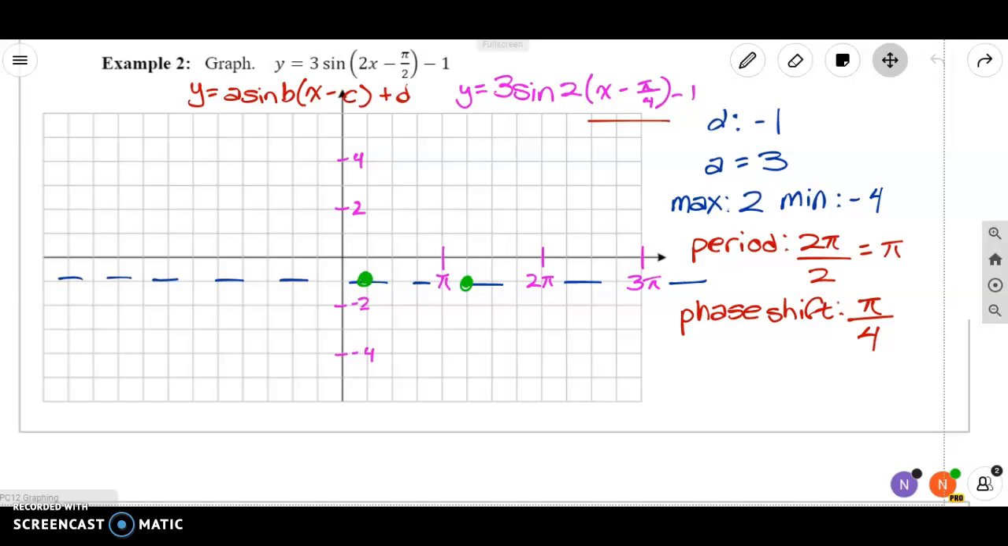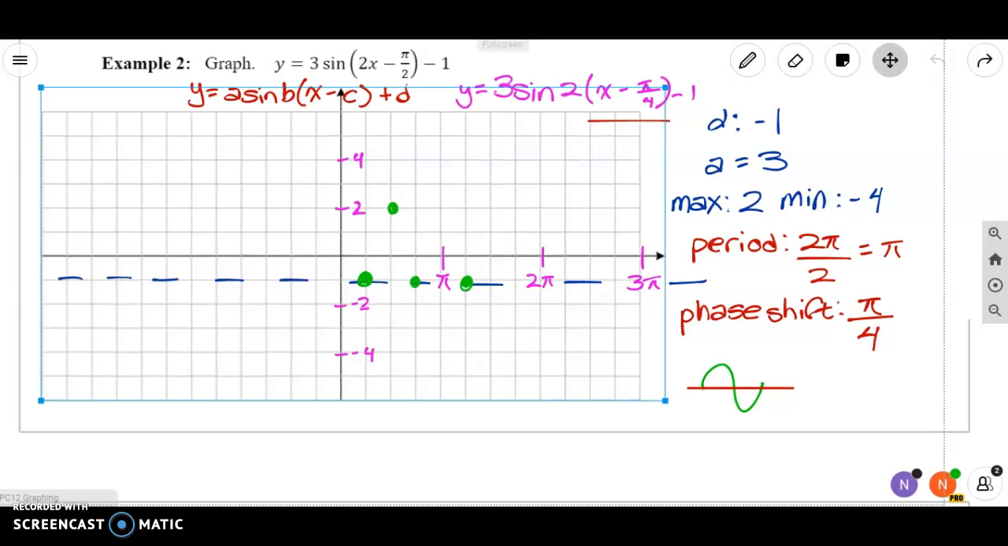Halfway between that is also going to be going through. I'll just remind us underneath, the shape of a sine graph is kind of like that. So in one period, there are 3 places where it crosses that midline, and we've got all 3 of them. Now between the first and the second green dot that I have there, we can have our maximum. Because we have an amplitude of 3, we're going to be going up to 2 for our maximum. And then between the second and the third dot going through the midline, we're going to have our minimum, which is going to be -4.